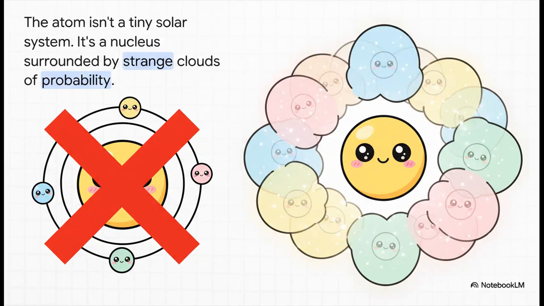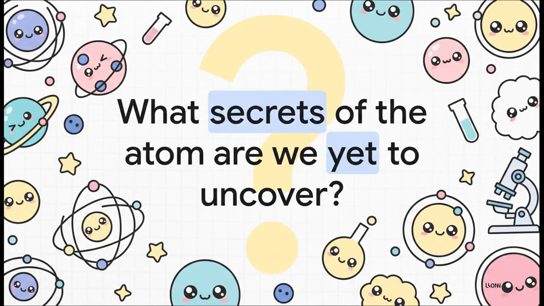So the atom isn't a tiny solar system. It's a nucleus surrounded by these strange probability clouds. This incredible journey shows how science is always refining our view of reality. So what's next?